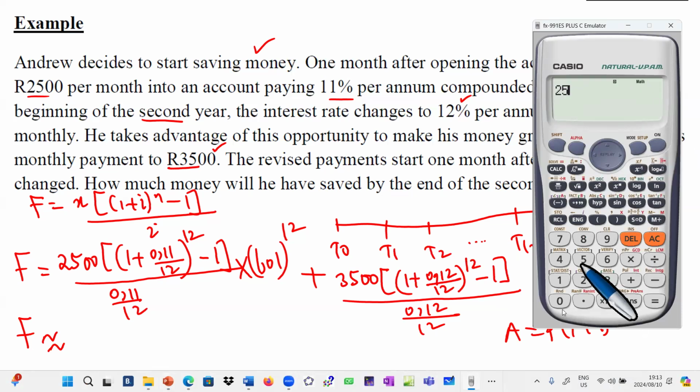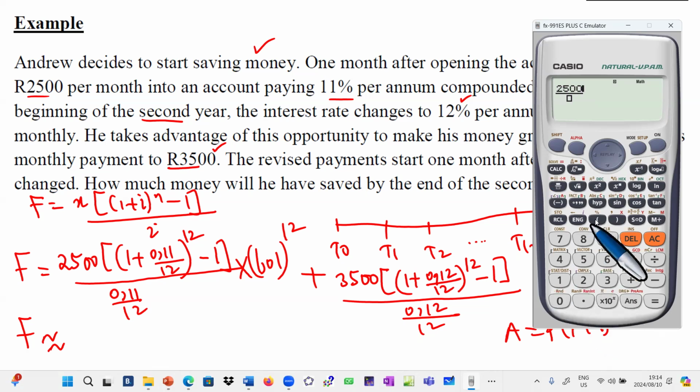So it's going to be exactly 2,500. And then it's going to be 1 plus 0.11 out of 12, close to the power 12, minus 1. Let me see what I've done here. Can we do it carefully? So you do this.